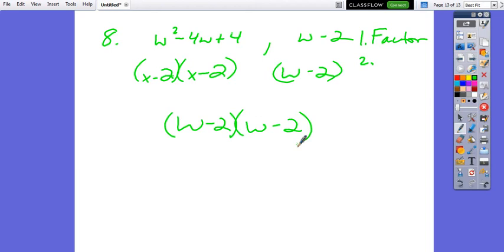Now, I could also write this as W minus 2 squared, and that'd be the same thing. It's just shorthand. Okay? So we can't write it 2 squared? Yep. Alright, so I'm going to pause this, and I'm going to let you work on the rest of this worksheet.